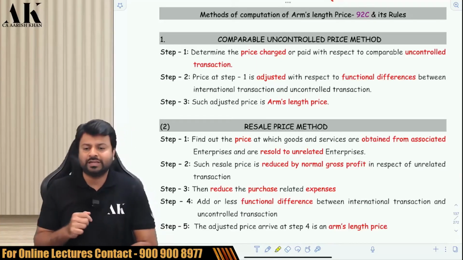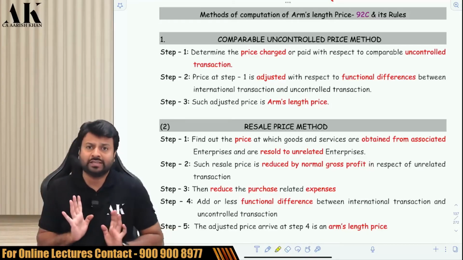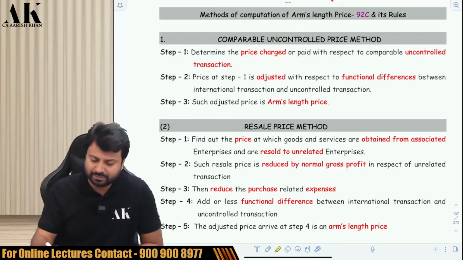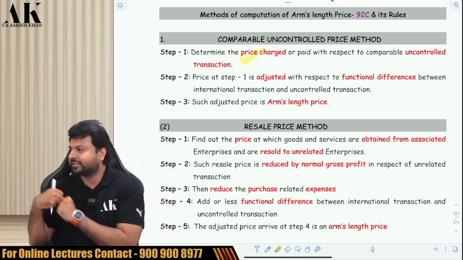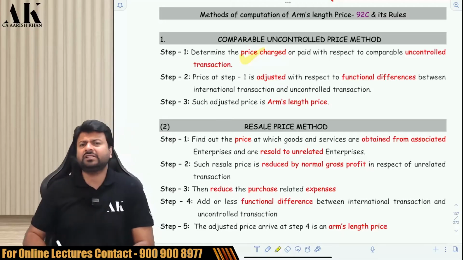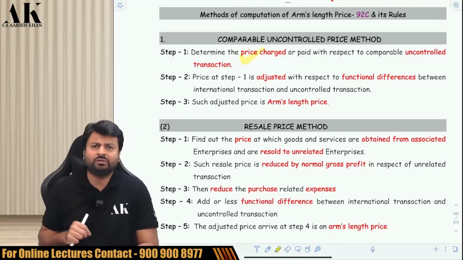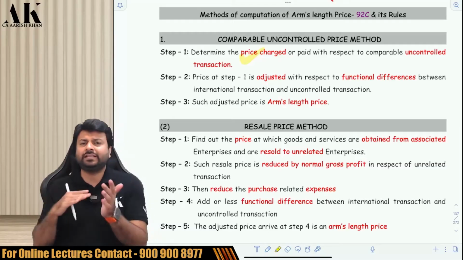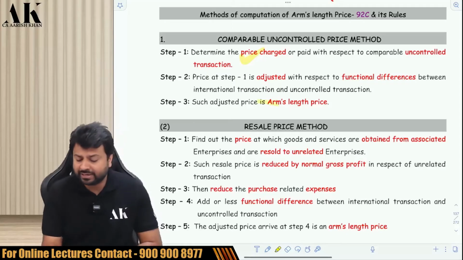So how to compute arm's length price over here? First of all, find out the transaction price with the uncontrolled transaction. So uncontrolled transaction, purchase price, sales price, whatever is there, that will become your step number 1. Then see the functional difference between your international transaction and your uncontrolled transaction. There might be many functional differences, like there is a warranty over here, there is no warranty over here, there is a discount over here, there is no discount over here, and so on. There is freight and insurance over here, there is no freight and insurance over here. So you have to make an adjustment, addition and deletion of those particular items. That is a pure application of logic. And after that, you will get your arm's length price.